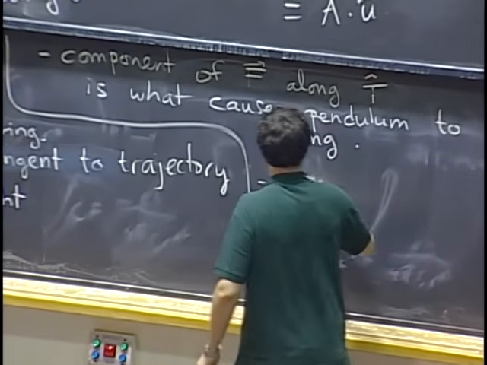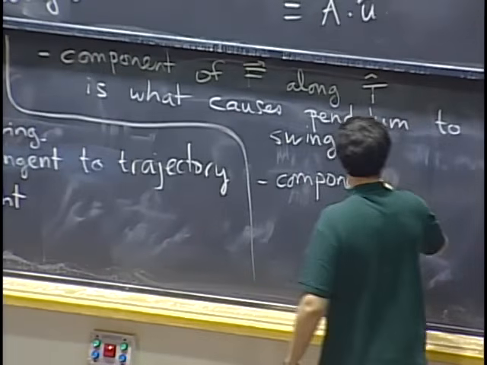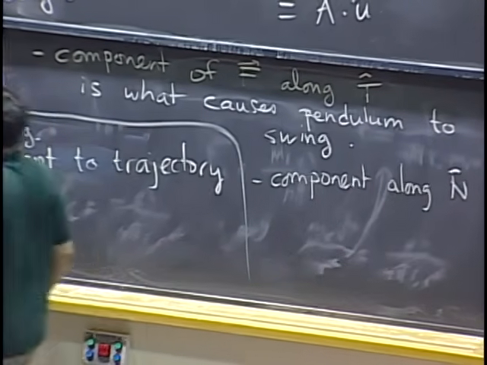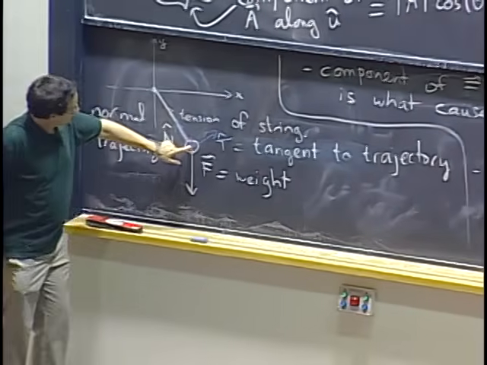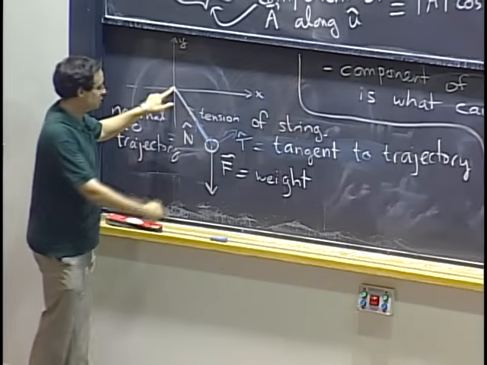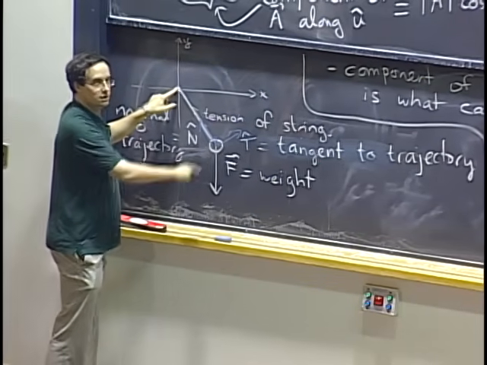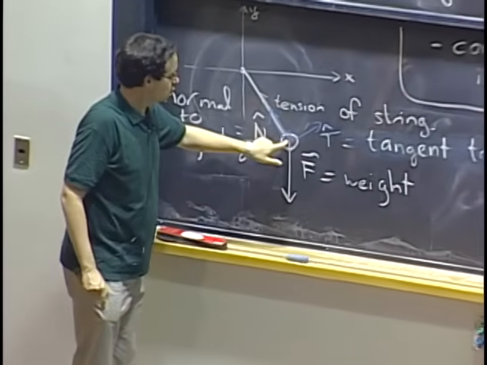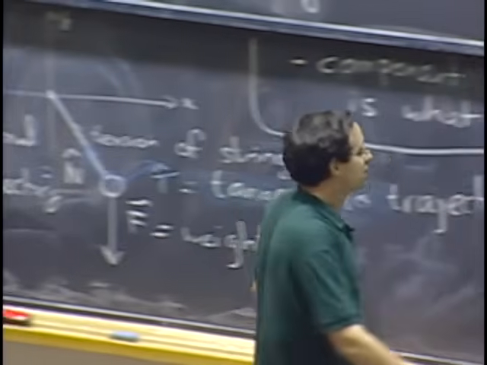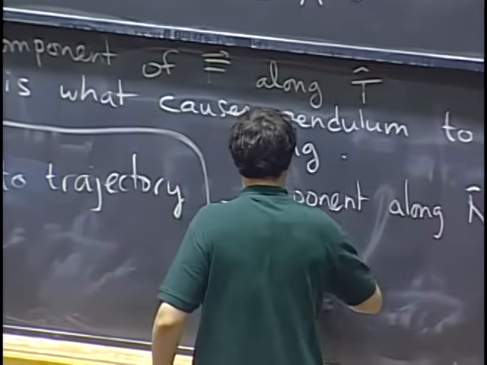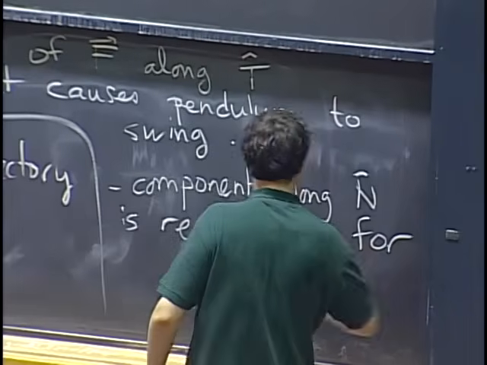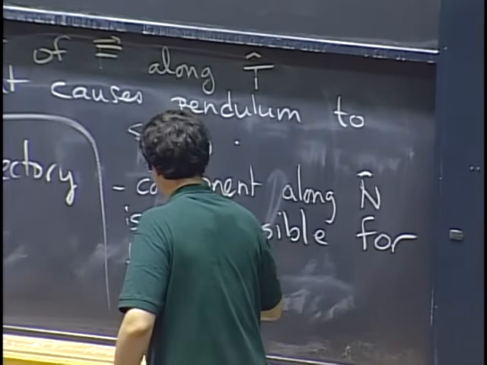And the component along n, on the other hand, so that's the part of the weight that tends to pull our mass away from this point, is what's going to be responsible for the tension of the string. It's why the string is taut and not actually slack and with things moving all over the place. So that one is responsible for the tension of a string.